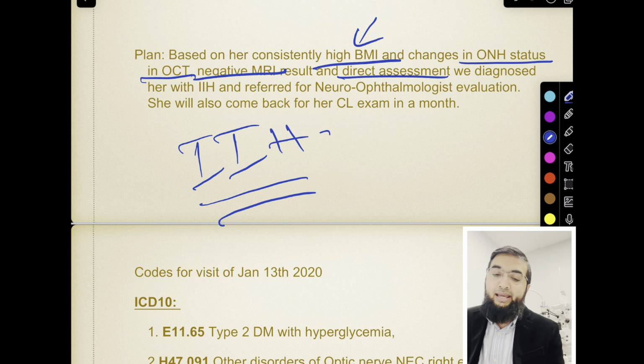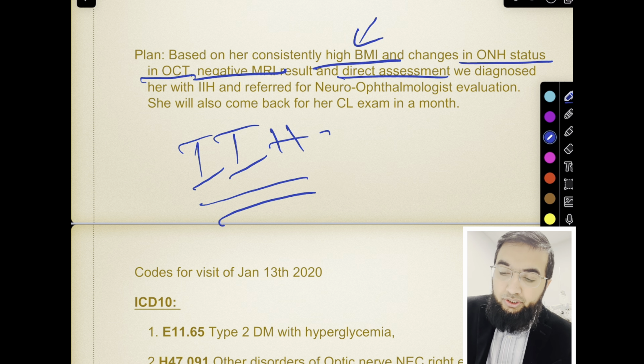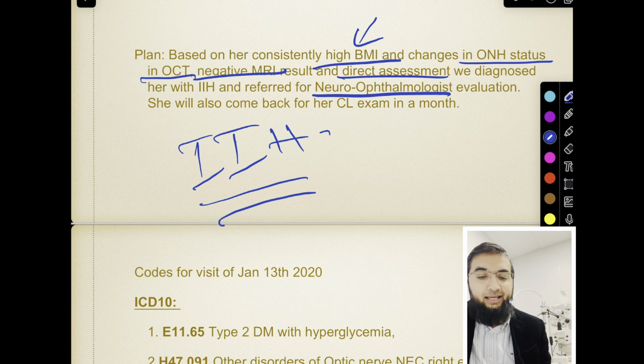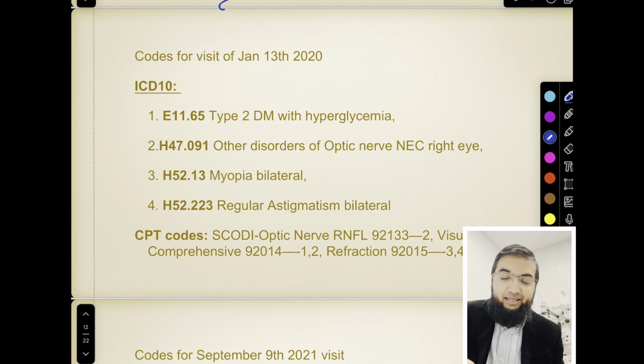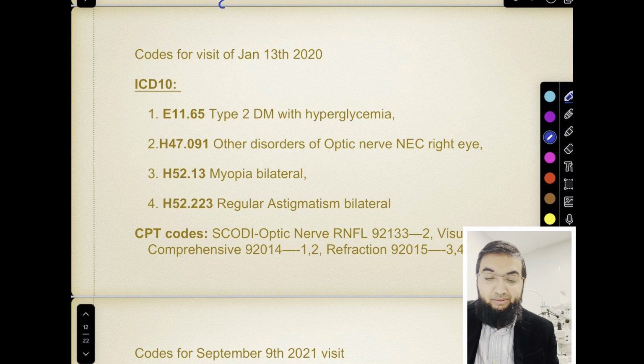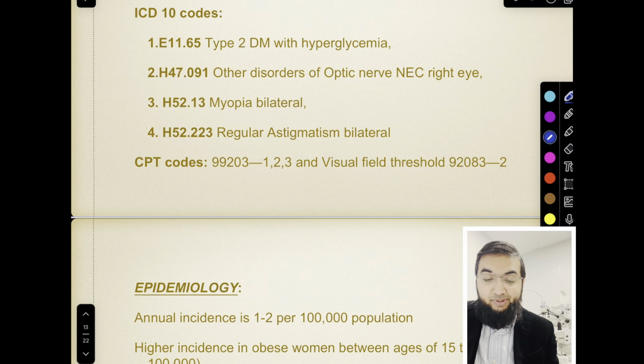That's important, and that's why we refer the patient to a neuro-ophthalmologist. It's very important to consult with a neuro-ophthalmologist in that kind of scenario. And here is the billing. I don't think you guys want to know how much the patient was charged.